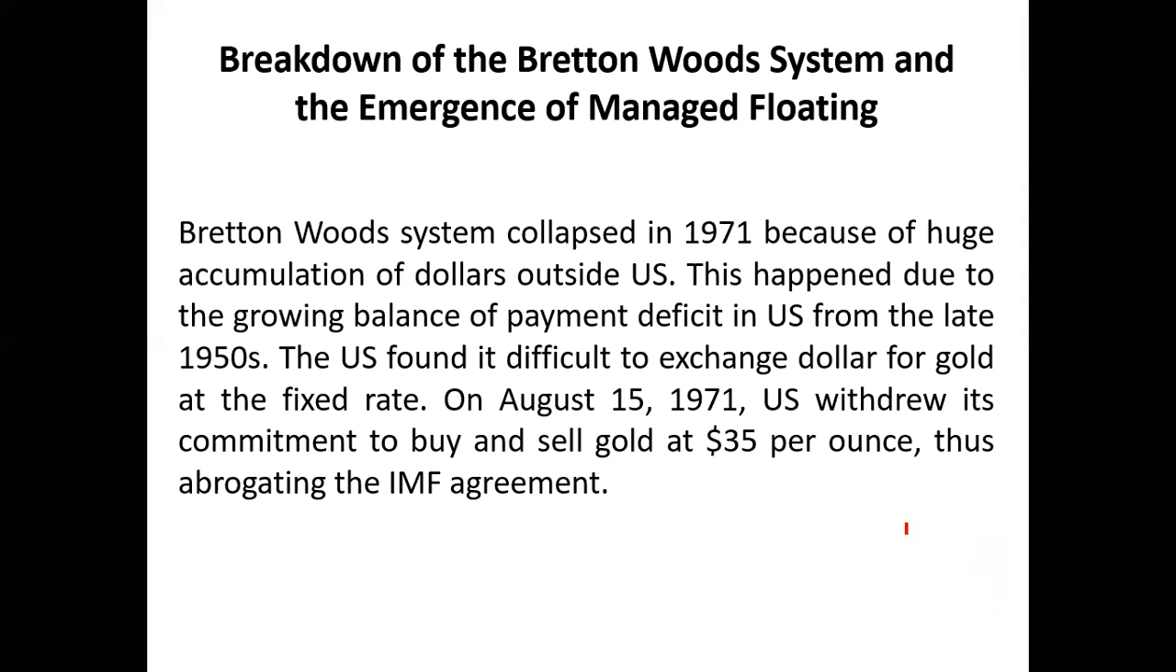Why did it collapse? It collapsed because of a huge accumulation of dollars outside the United States. Here we must understand that following the Bretton Woods system, from 1947 to 1971, the dollar became very predominant. That was the strong currency. Every other country in the world started considering the dollar as international money. So all other countries were trying to secure as much gold as possible.